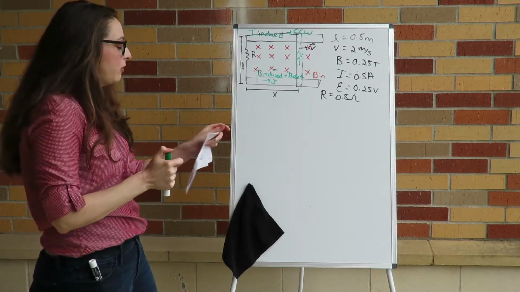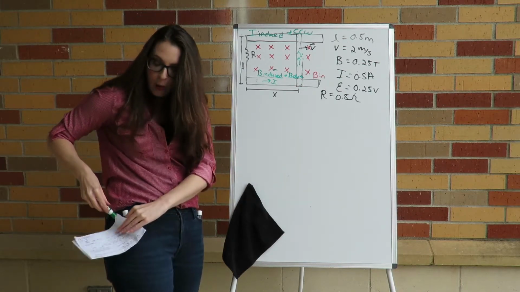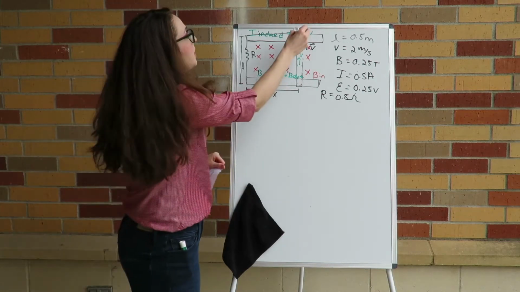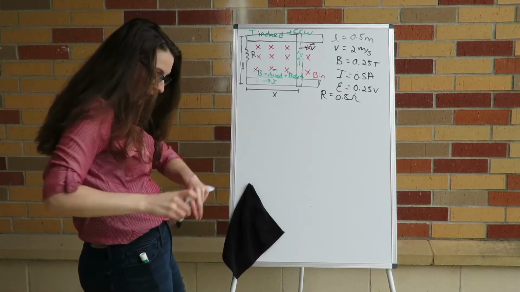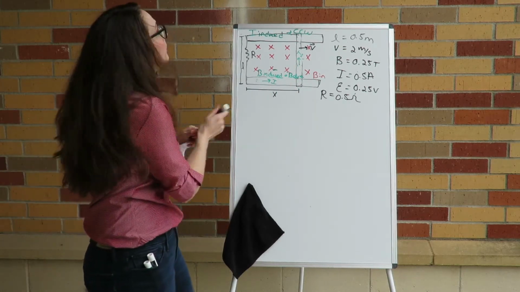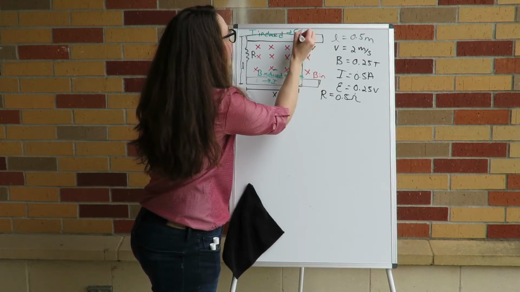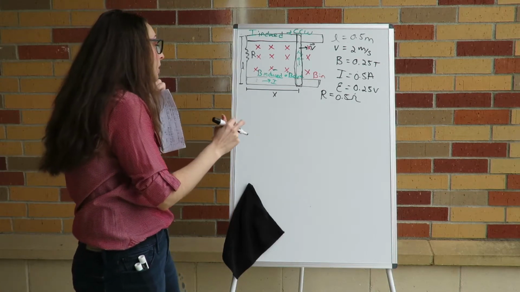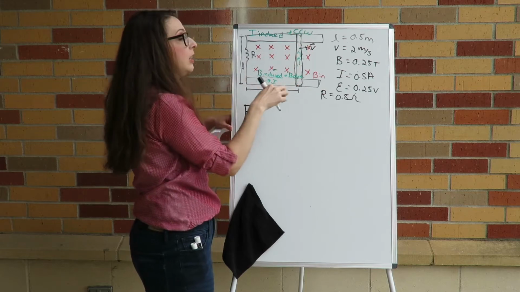So that's important for us because we're going to use that to help us figure out the magnitude and direction of the magnetic force that's now acting on this conducting rod that I'm sliding through here. Okay. So, let me draw that in a little bit better. There's my conducting rod.